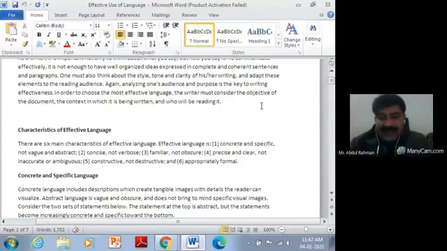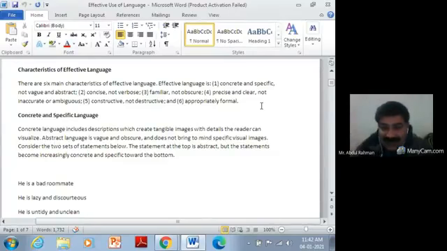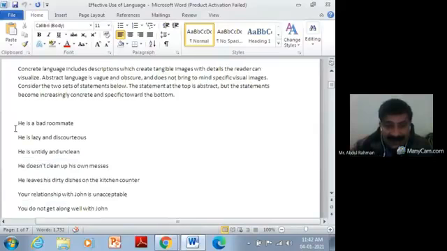So let's jump directly onto the first one, that is concrete and specific language. Concrete language includes a description which creates tangible images with details the reader can realize. Abstract language is vague and obscure and does not bring to mind specific real images. Right? And consider these examples.